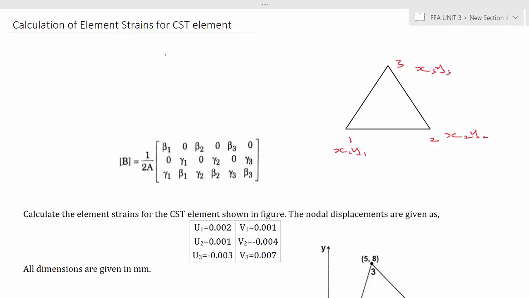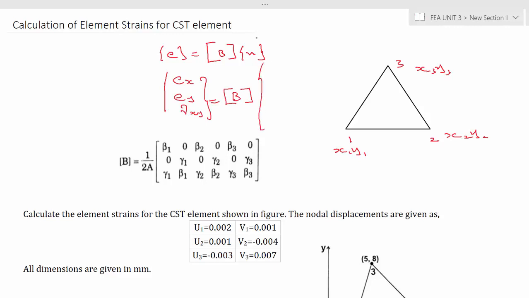So the equation for calculating the element strain is E is equal to B into U. So here E is the element strains. Okay, so we'll have Ex, Ey and gamma xy, that is equal to the strain displacement matrix B matrix times the U vector. So U is here at node 1 you will have U1 V1, at node 2 we'll have U2 V2 and at node 3 we'll have U3 and V3. Okay, so here it is U1 V1, U2 V2, U3 and V3.